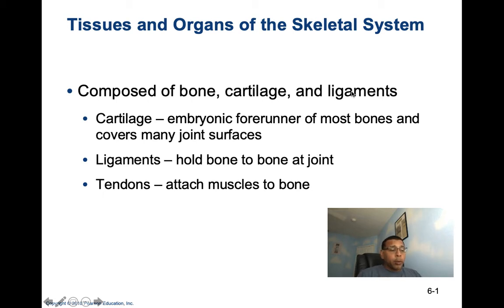So when we talk about skeletal cartilages, we're going to revisit all the different cartilages that we have seen. We have seen before that cartilage was the embryonic forerunner of most bones, and it covers many joint surfaces, the ends of our bones where they form joint surfaces.